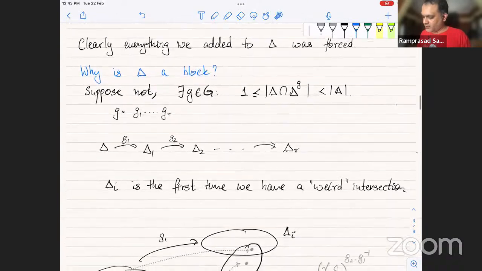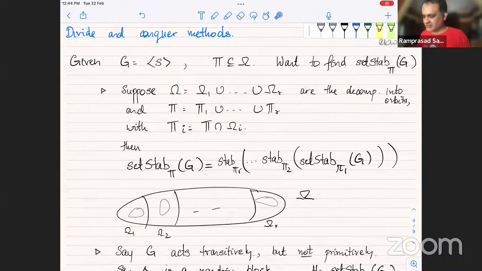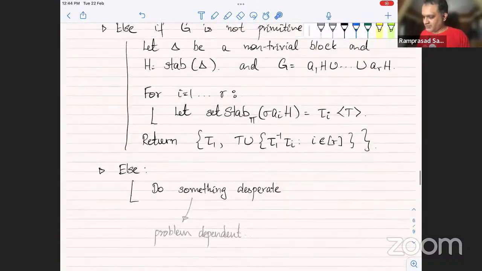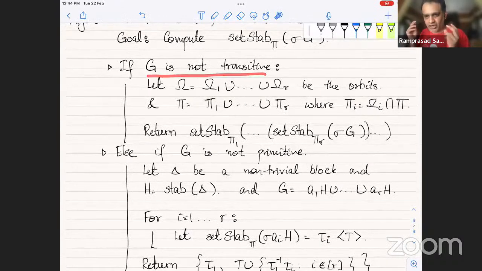Okay. And once we had a block, we then formally spoke about these divide and conquer methods. This was the general algorithm: if you are working with a group that is not even transitive, then you break up your underlying set of stickers into orbits and break up the set you are stabilizing accordingly, and then you do successive stabilization. That is part one. Now, if you got unlucky in the sense that the group you're working with is actually transitive, then the next thing you look for is, do I have blocks of imprimitivity? And if there is a block, well, great. Then let's find a subgroup which is based on that block, and let's split our group G into the cosets involving this subgroup, and let's solve the stabilizer question for each of those cosets.